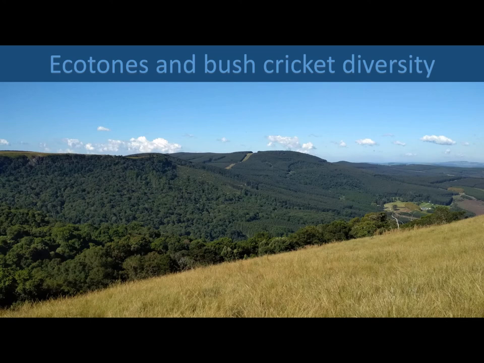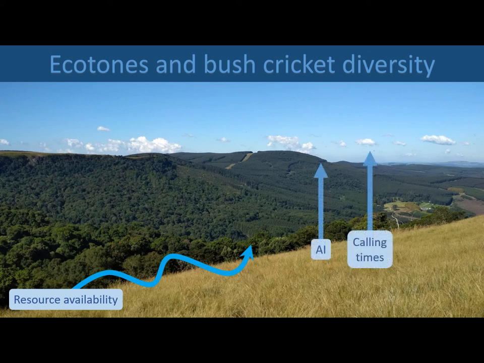So what does this mean for bush cricket diversity within the landscape? Well, the increase in species richness at the forest grassland ecotone as well as the plantation grassland ecotone suggests that there is a wider variety of resources available and can support more species than either the plantation or forest and grassland can. Secondly, the higher acoustic activity numbers and calling times at the forest grassland ecotone suggests that there is improved and facilitated communication for the species at these ecotones.